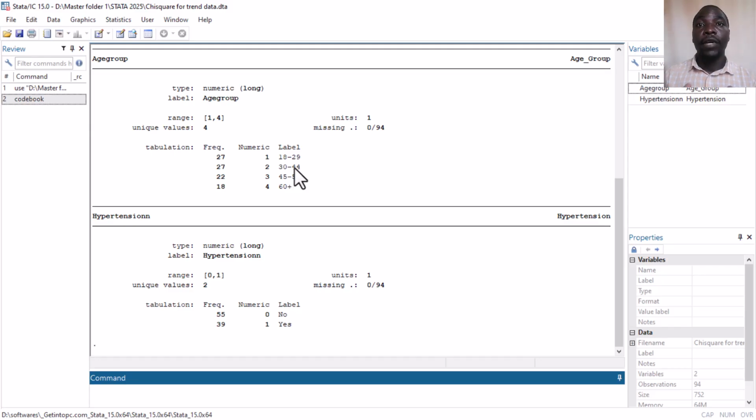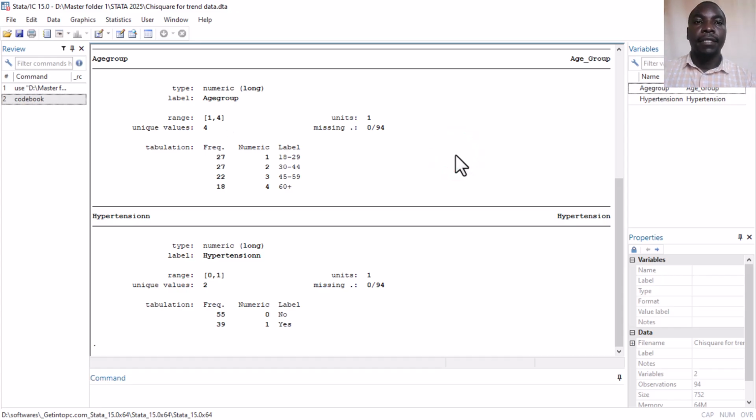So the question here is, does the likelihood of hypertension increase across the levels of age group? So here the most appropriate test would be a chi-square test for trend. Because when groups are ordered, you expect the changes in proportions of the outcome to differ across those different groups.